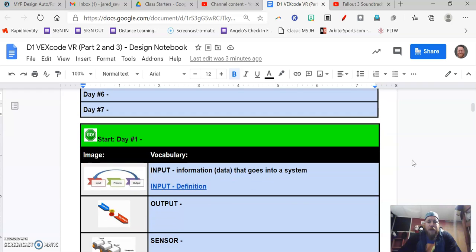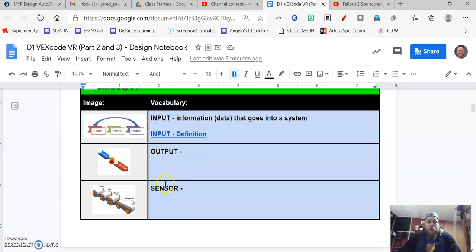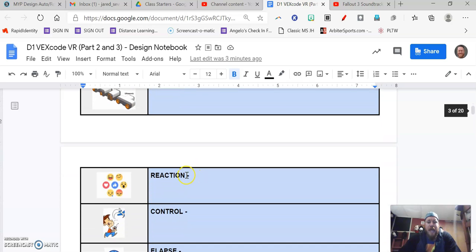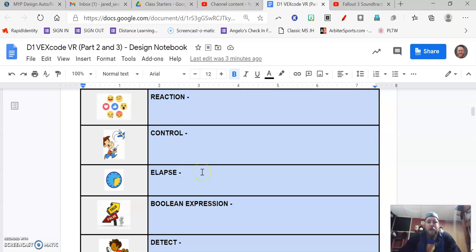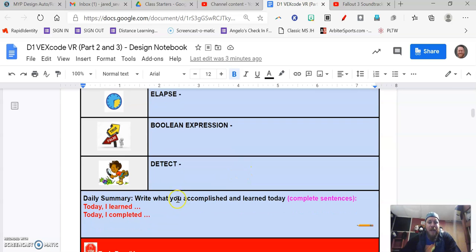Then as we scroll down, we see day 1 was vocabulary. You should have a definition for input. You should have a definition for output, sensor, reaction, control, elapse, Boolean expression, and detect. Those are the terms that you should have definitions for. And then each day, make sure you have your summary. What's something you learned? What's something that you accomplished?